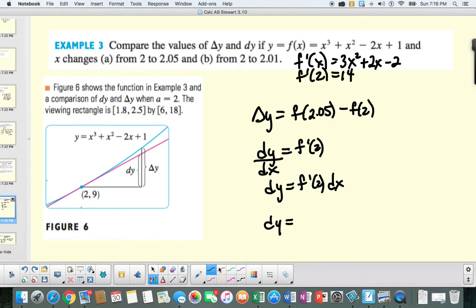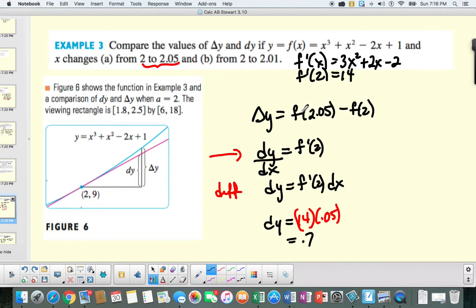So right here is dy/dx equal to f prime of 2, and then I'm going to move the dx over. This is my differential. I just want you to see where it comes from. Now f prime of 2 is 14, and my delta x is the difference between 2 and 2.05, so that's 0.05. So this value is equal to 0.05 times 14, and that answer is 0.7.